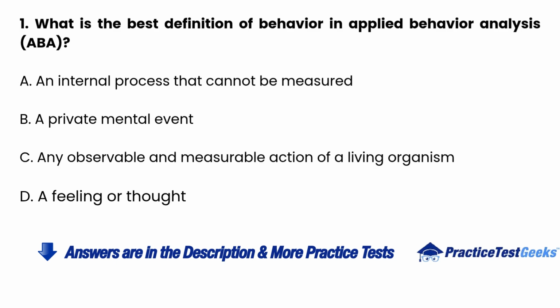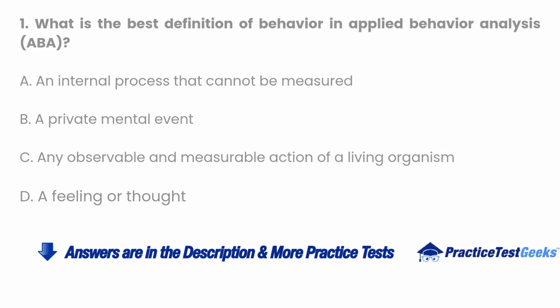1. What is the best definition of behavior in applied behavior analysis (ABA)? A. An internal process that cannot be measured. B. A private mental event. C. Any observable and measurable action of a living organism. D. A feeling or thought.